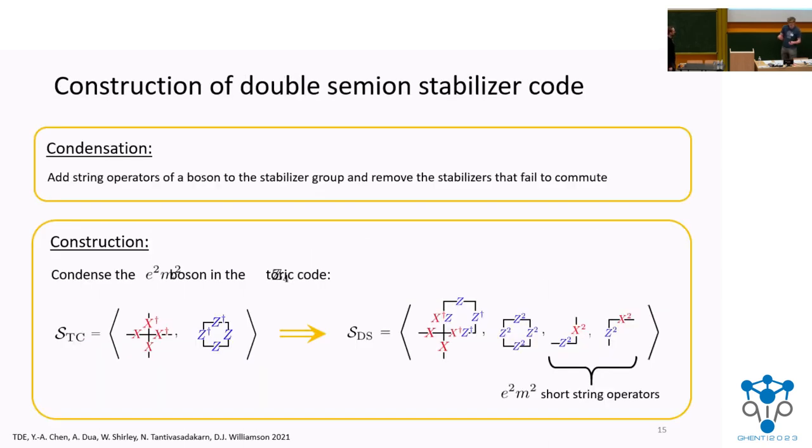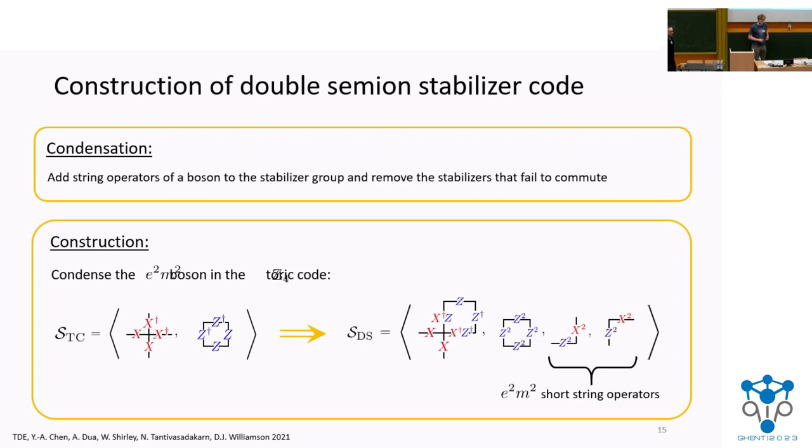Right, so our construction involves turning those string operators, which aren't stabilizers, into stabilizers. And that's this process of condensation. Intuitively, you can think of this as measuring those Pauli operators, and measurement in the stabilizer formalism has that same effect. You add whatever Pauli operator you measure to the stabilizer group and remove all the stabilizers that fail to commute with that measured operator. And that's exactly what we're doing here.